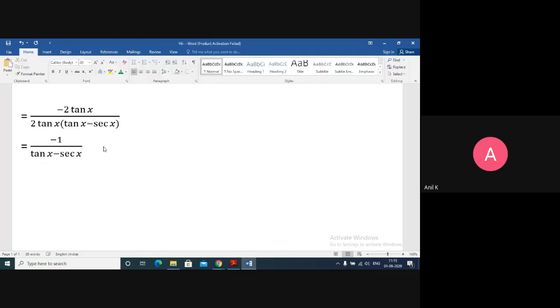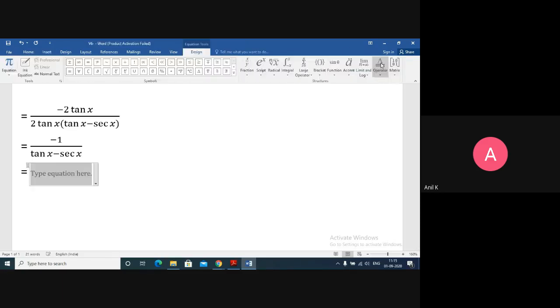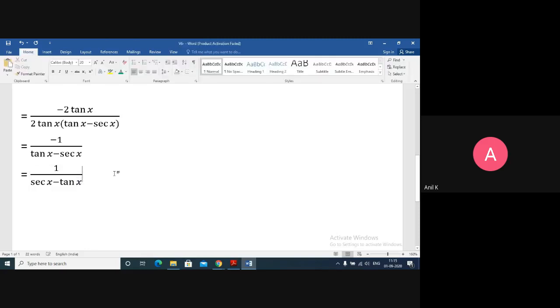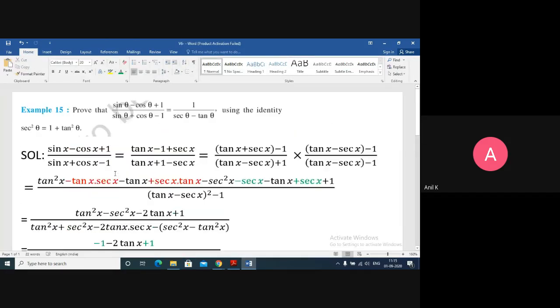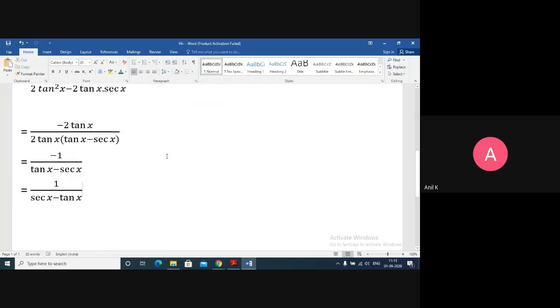If I bring the numerator minus sign to the denominator, what will happen is that minus will be multiplied with both the terms. So minus sec x will become plus sec x and plus tan x will become minus tan x. Okay, I think we got the answer. 1 upon sec x minus tan x. That's what you have to prove. 1 upon sec theta minus tan theta. Okay, so this is the way of solving this question.